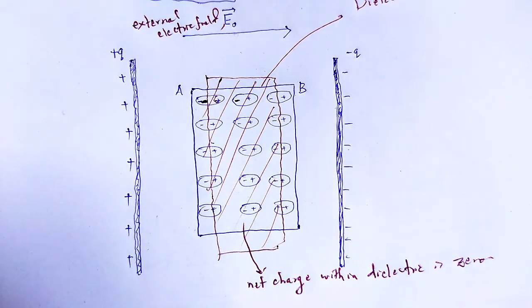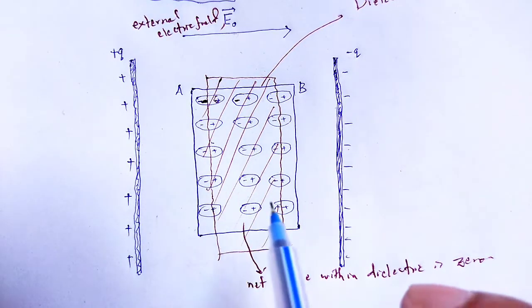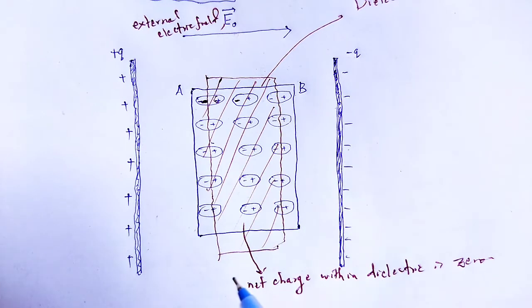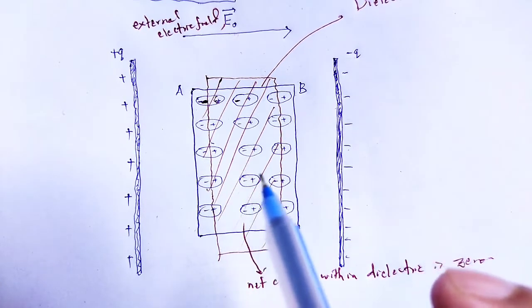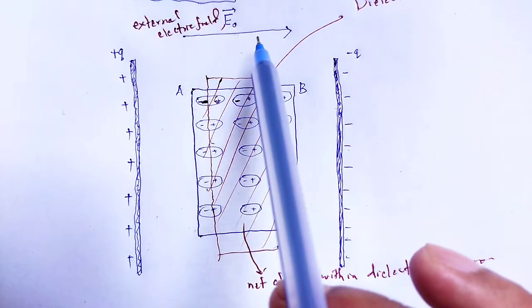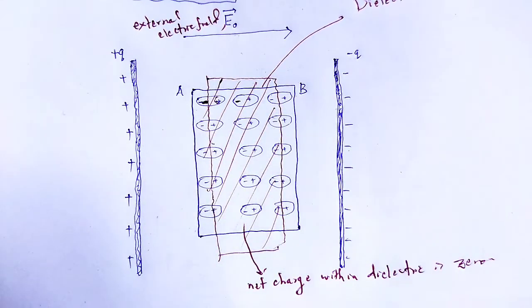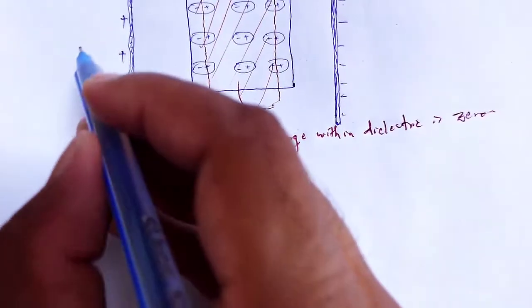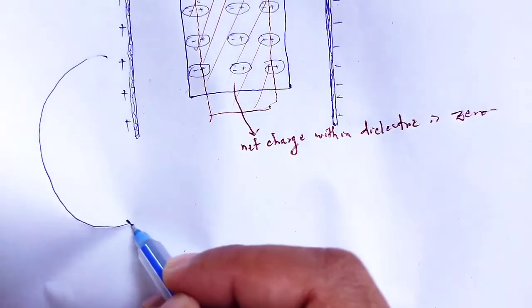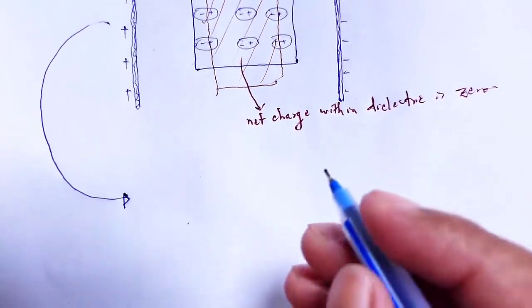Now we draw the figure of how exactly this happens when an external electric field is applied to the dielectric. So that figure changes to a new one.